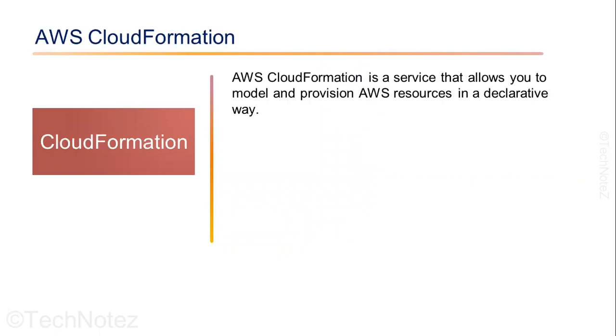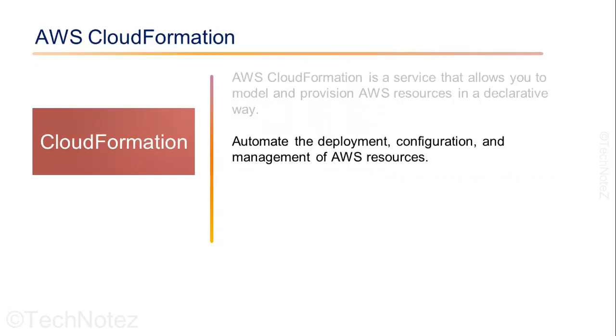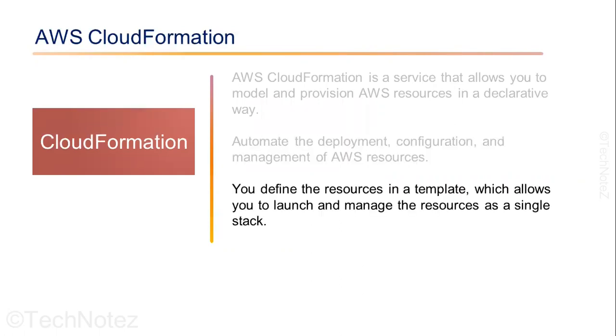CloudFormation is a service that allows you to model and provision AWS resources in a declarative way, which means you specify what you want to deploy and not how to deploy it. This allows you to automate the creation, modification, and deletion of your infrastructure in a consistent and repeatable way, so you can automate the deployment, configuration, and management of the AWS resources. Instead of manually creating and configuring each resource, you can define them in a CloudFormation template, which allows you to launch and manage the resources in a single stack.